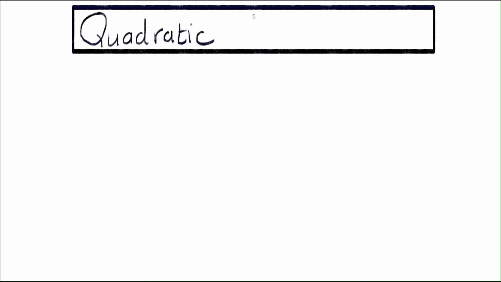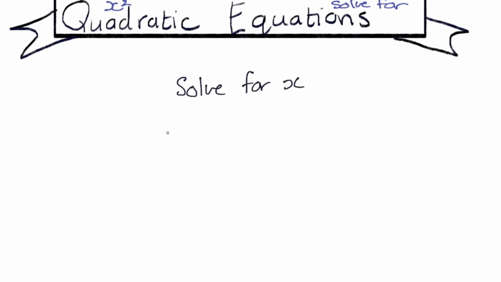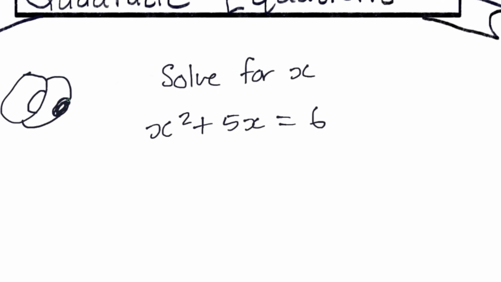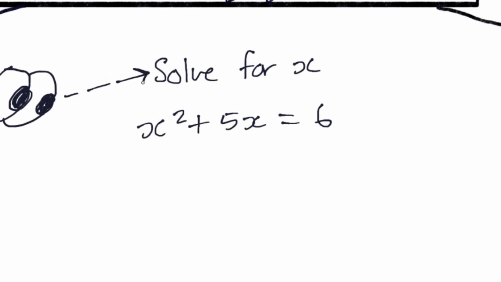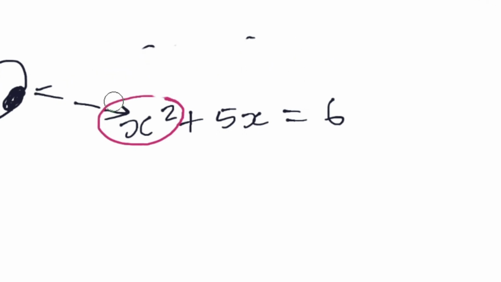Okay, let's talk about quadratic equations. So the word quadratic is when you have a variable that's squared, for instance, x squared, and of course an equation is when you're asked to solve. So here's an example. You're asked to solve for x squared plus 5x equals 6. Now you need to look for the word solve and you need to look for that x squared. And as soon as you have that x squared, that's when you know, okay, this is a quadratic equation.